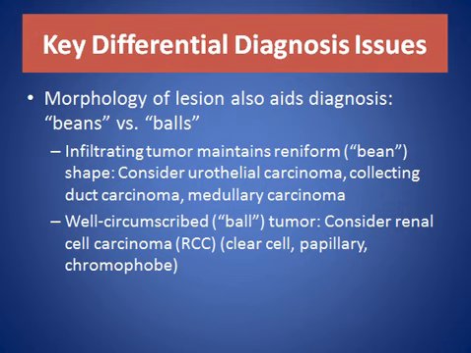Morphology of the lesion also aids the diagnosis. Beans versus spores. Infiltrating tumor maintaining reniform bean shape, consider urothelial carcinoma, collecting duct carcinoma, medullary carcinoma. With circumscribed ball tumor, consider renal cell carcinoma, a clear cell or papillary or chromophobe type.